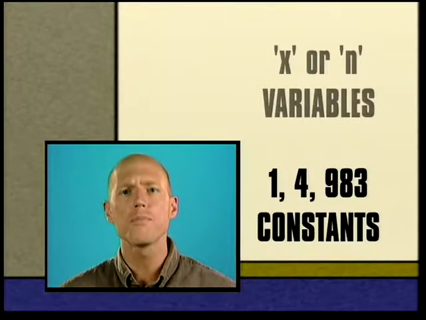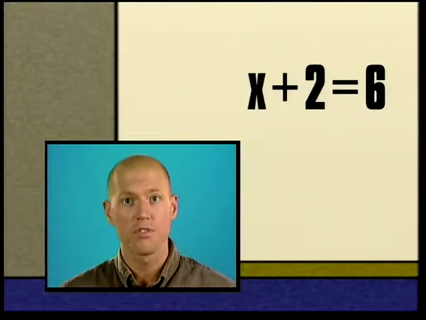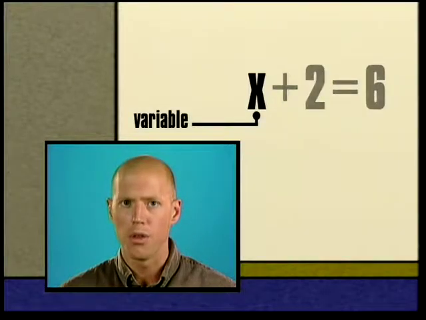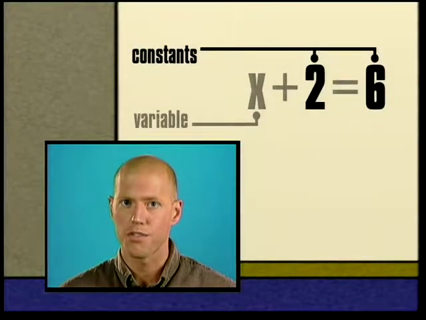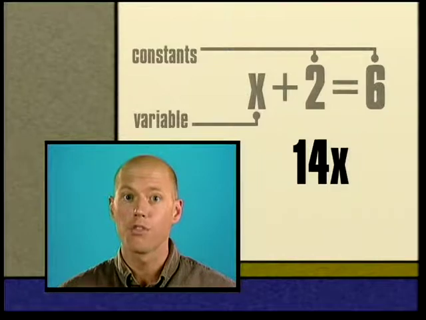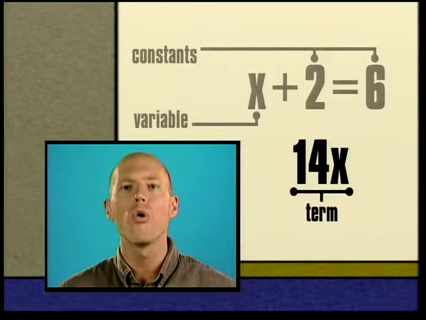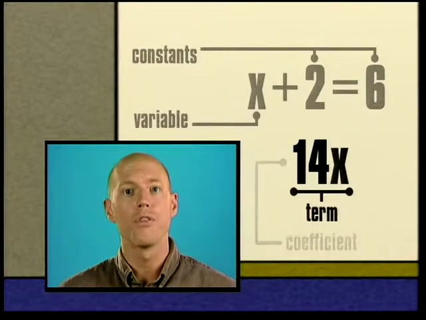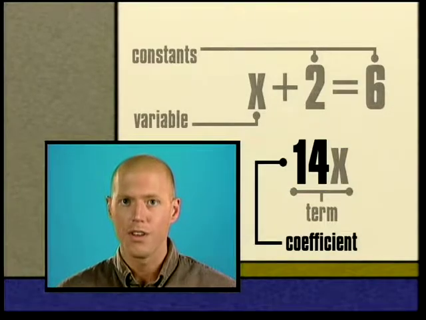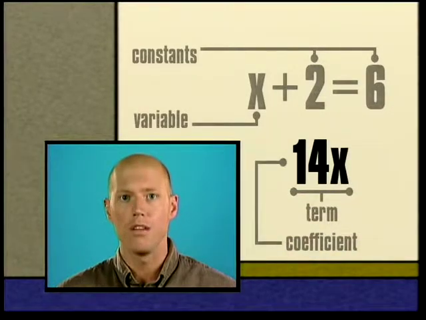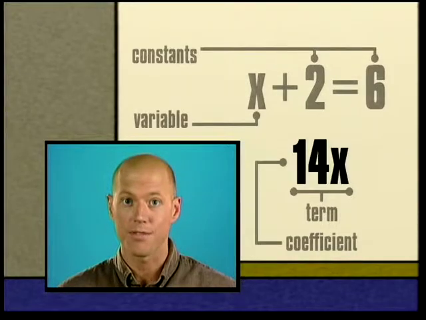So, if we see something like x plus 2 equals 6, x is a variable, and 2 and 6 are constants. And when we see a number and a letter directly next to each other, like 14x, we call the whole unit a term, and we call the number our coefficient. Note that 14x also means 14 times x.